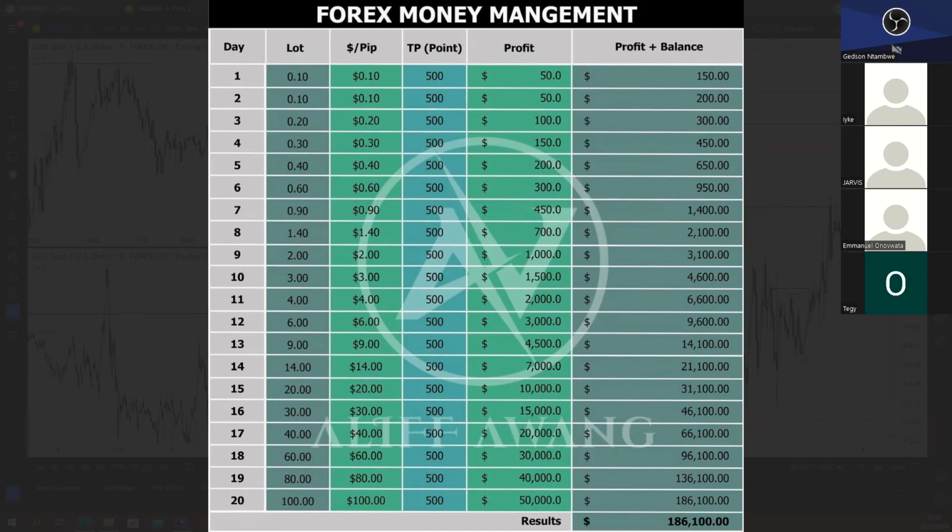You are done for the day. It doesn't require you to hold the trade for so long to be able to make this money. The only thing it requires you to understand is: I'm opening these things, then I'm targeting 50 pips. My 50 pips can provide me with 0.10, it can give me $50. With, let's say, 1.4 lot, it can give me $700. With 2 lots, it can give me $1,000, just 50 pips.